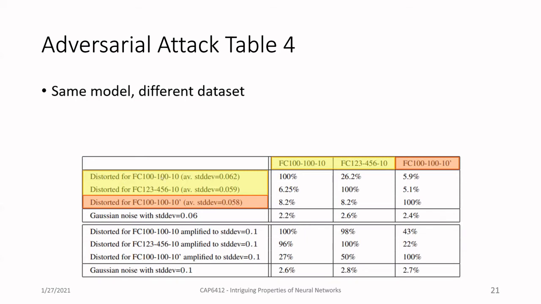For the first model, it's 100% when tested on the same model. But when transferred from the first model to the third model, it was just 5.9%. Again, the first model was trained on P1 and the third model was trained on P2, and we see a transferability of 5.9%. Similarly, for the third model, when tested on the first and second models trained on P1, it's 8.2%.